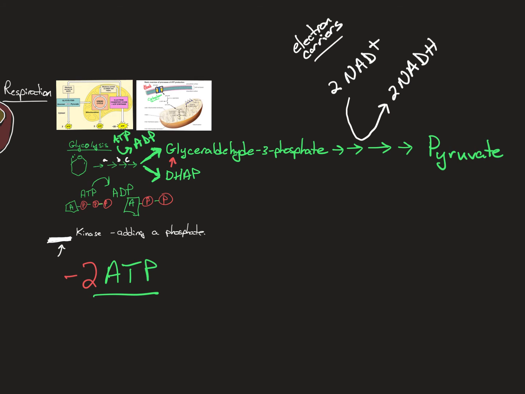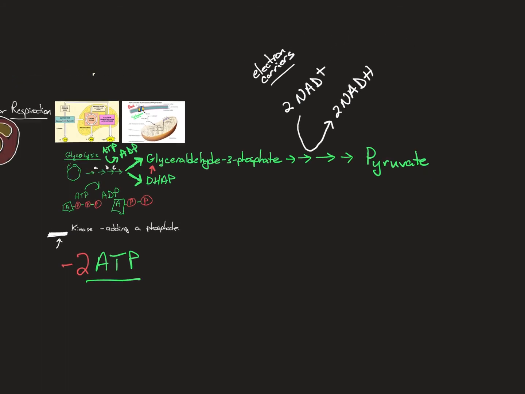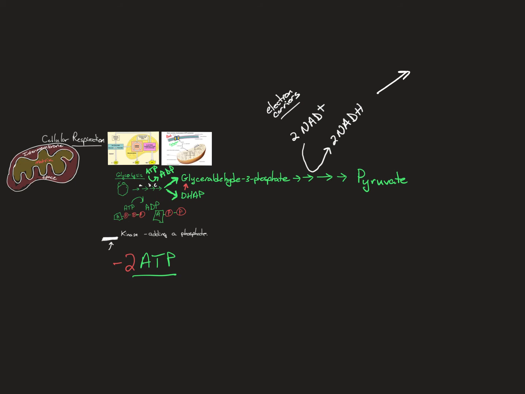So what'll happen then, as you get these 2 NADHs, these NADHs are going to go right to the electron transport chain, and we'll look at that next. As you go a little further, you're going to get 2 ATP back. So over here, 2 ADPs get changed into 2 ATPs. Now, why is all this doubled?